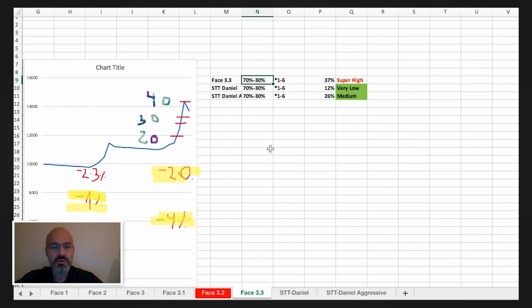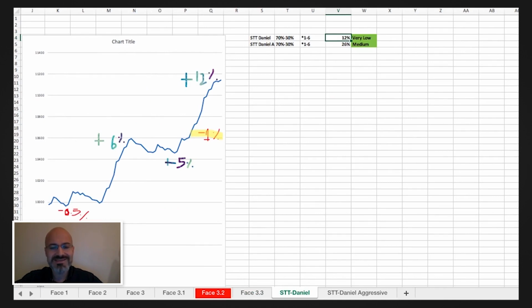So we're doing well, but because we're making so much money quickly, we can lose so much as well. Now let's move on to the STT strategy, Daniel Martin. Look at how they look. The drawdown is minus 0.5.